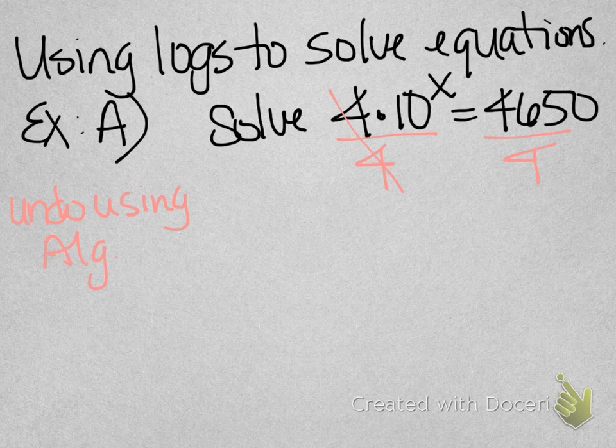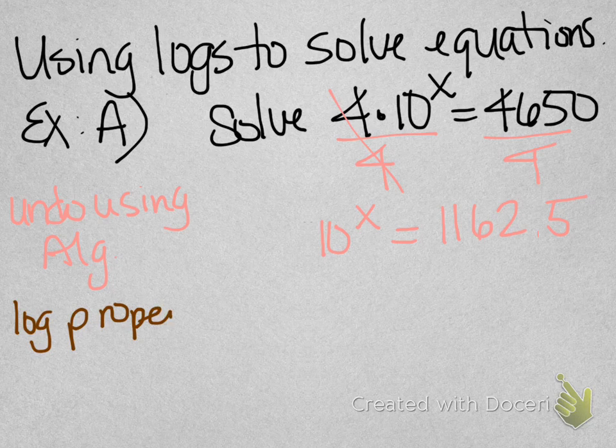So I divide both sides by 4, which gives me 10 to the x equals, this becomes 1162.5. Okay, so now is where we're going to run into the fact that we're going to need to use the log property. Because here we have an exponential equation, and the property of logs undoes that exponential equation. So I can rewrite this using that log property.